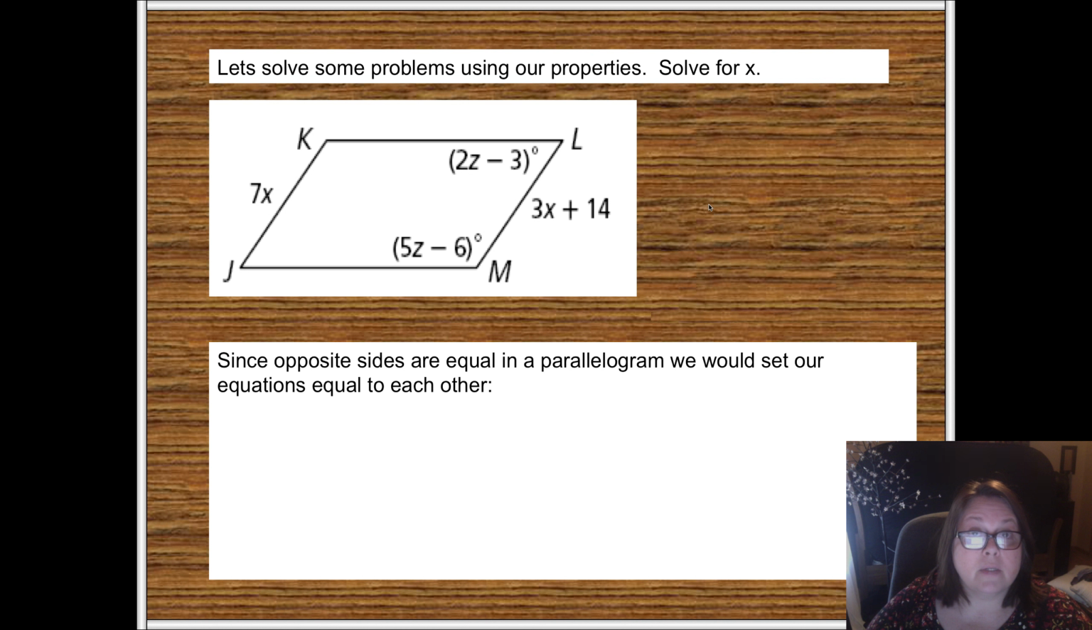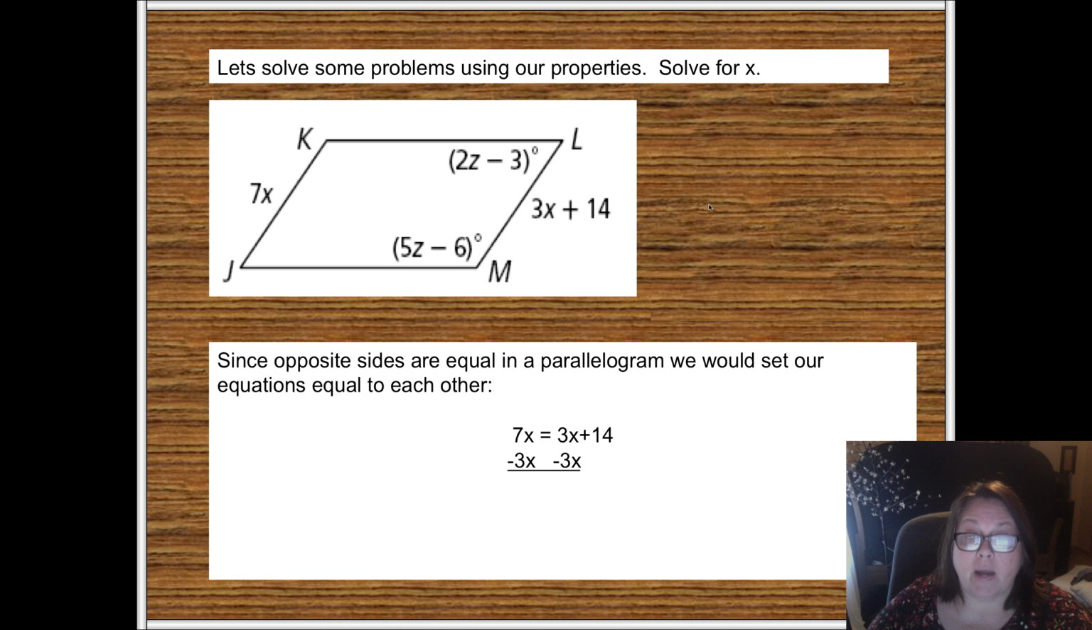And since our opposite sides are equal to one another, I'm simply going to set my expressions equal to one another. And that's going to give me 7x is equal to 3x plus 14. That's probably the most important part of your problem right there, is just getting it set up correctly, because now all we have to do is use our algebra skills to solve.